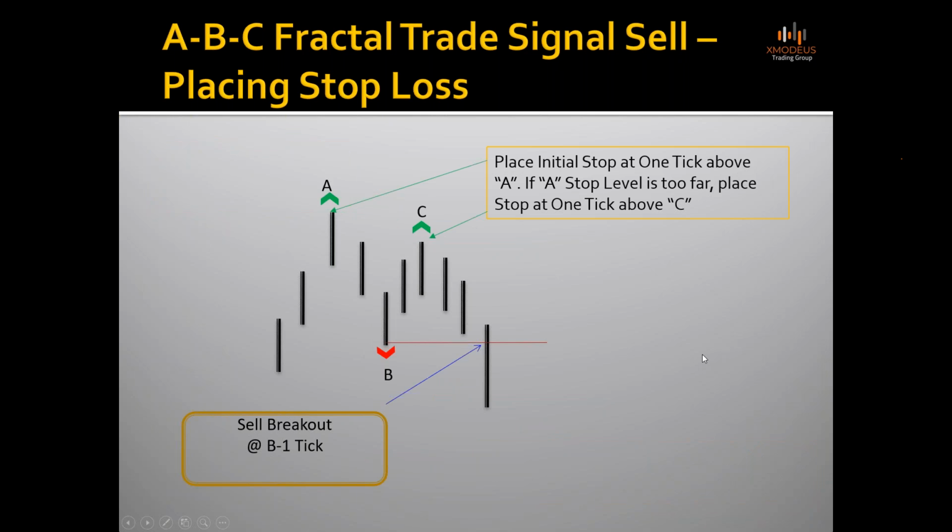Okay, in terms of a sell signal, you also either put it at A plus 1 or C plus 1. Okay, C being the more conservative approach because it's a smaller stop loss. Okay, and A is of course the whole reversal of the trend. Right, so that's where we put the technical stop loss for the ABC fractal trade.